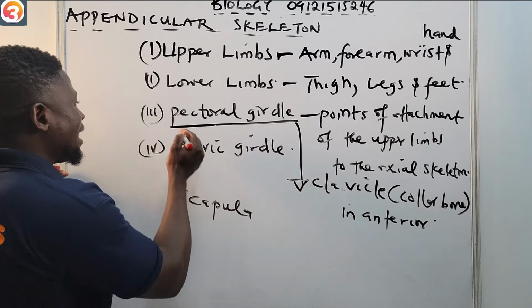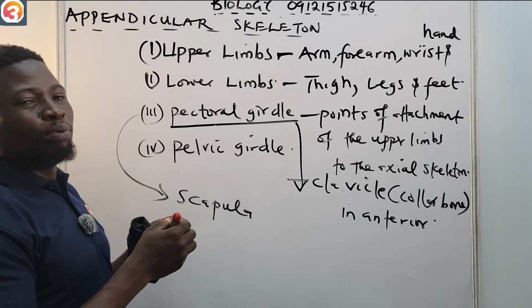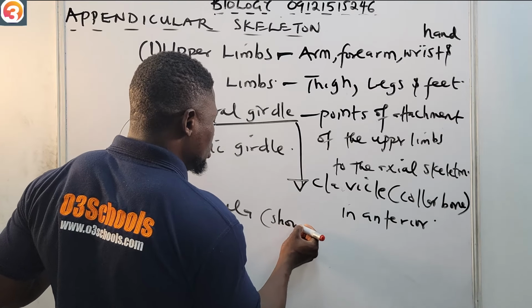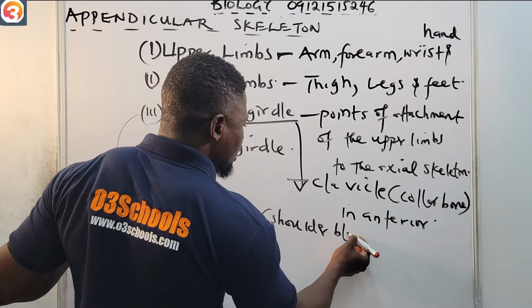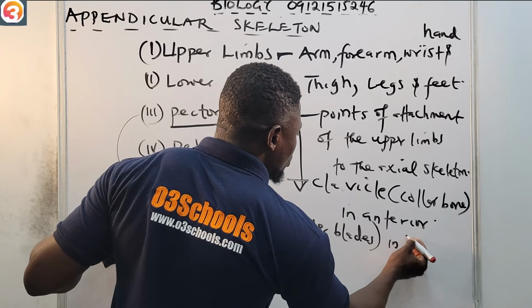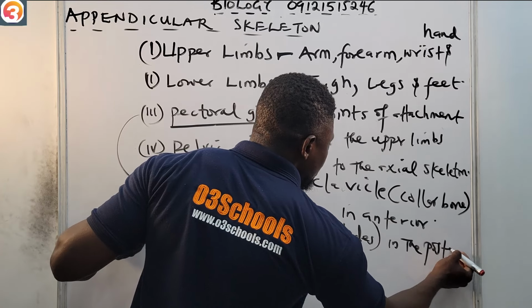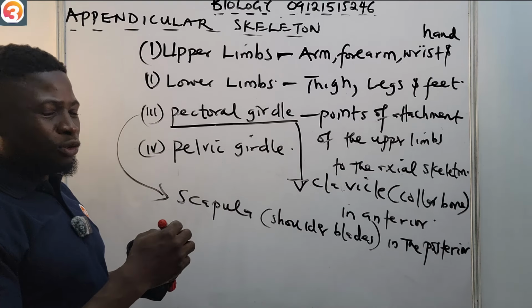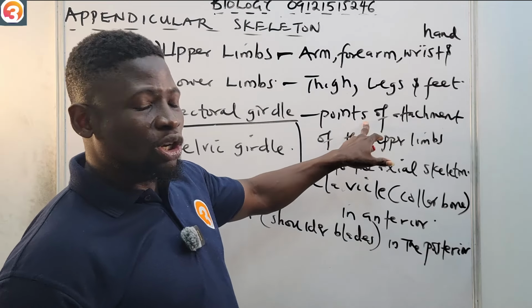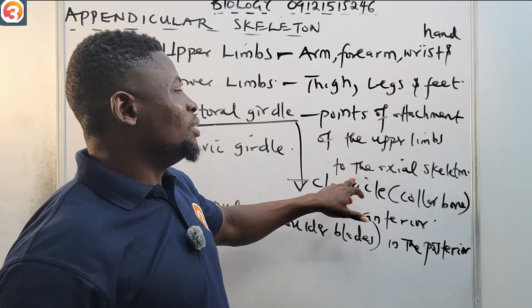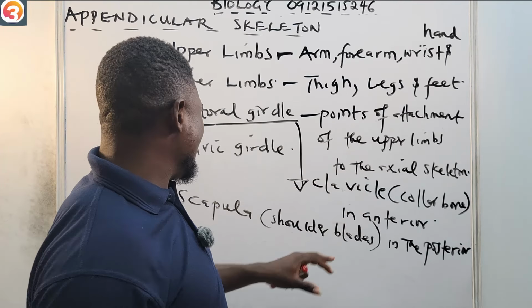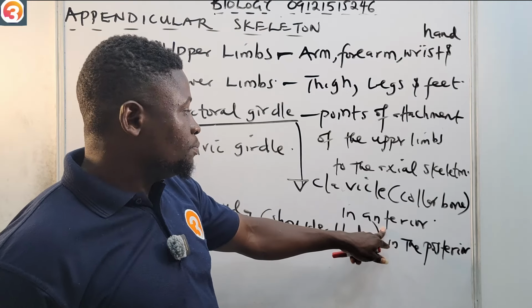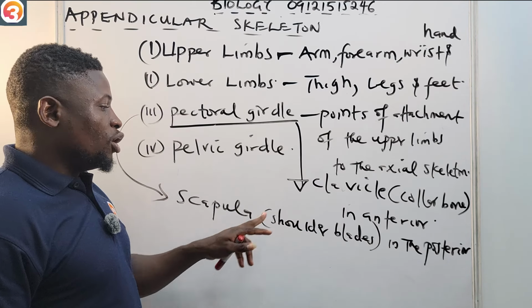The pectoral girdle also consists of the scapula. This scapula is also called the shoulder blade. This one is in the posterior. Please take note of that. So the pectoral girdle provides points of attachment of the upper limbs to the axial skeleton, and like I said, it consists of the clavicle or the collarbone in the anterior, and the scapula or the shoulder blades in the posterior.